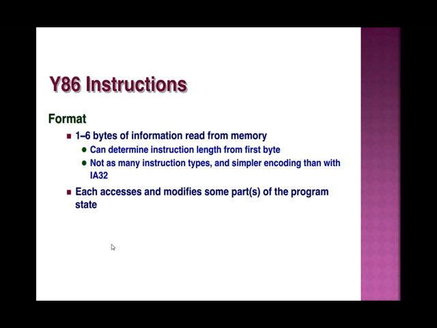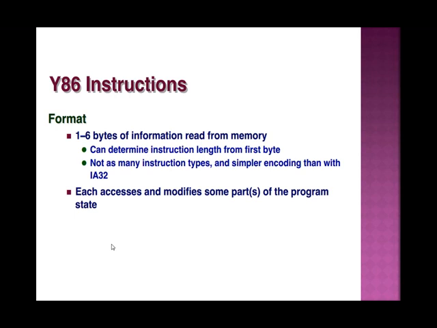What are the Y86 instructions? The format is that 1 to 6 bytes of information are read from the memory. This is the main format, that is how we are using the instructions. Y86 uses 1 to 6 bytes, starting with 1 and ending with 6 bytes of information read from the memory. It can determine the instruction length from the first byte.